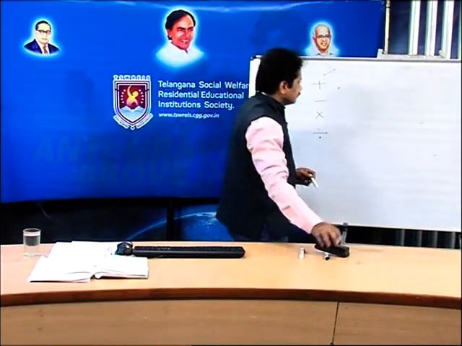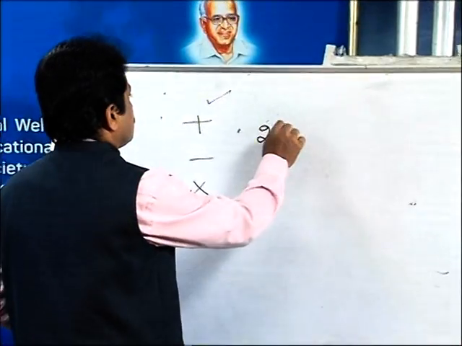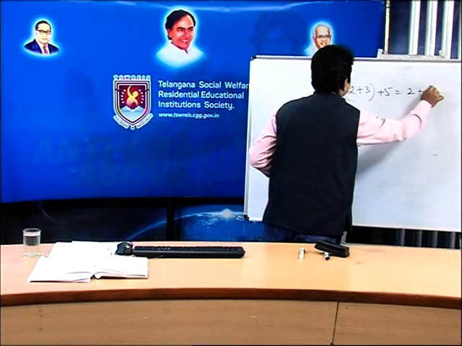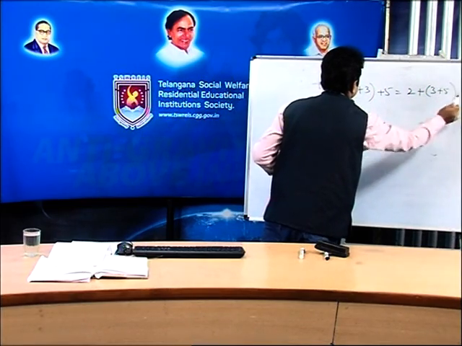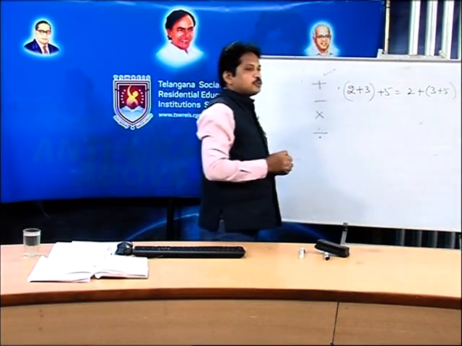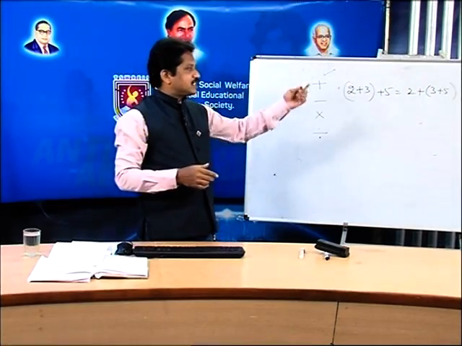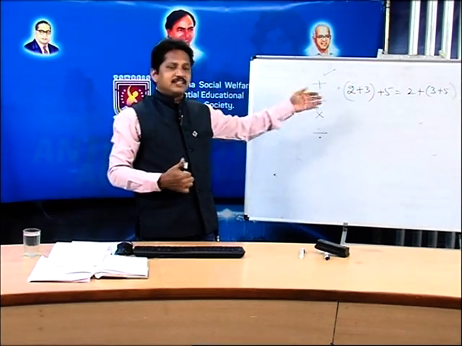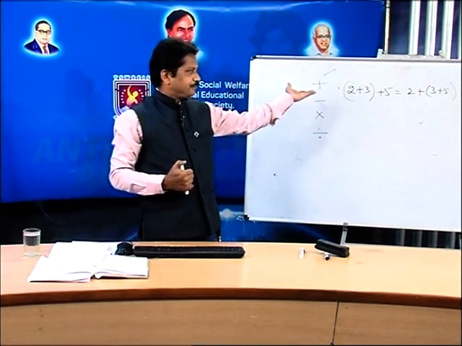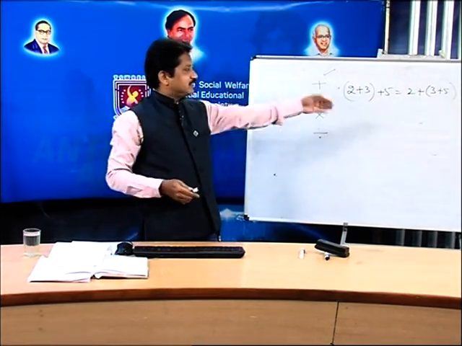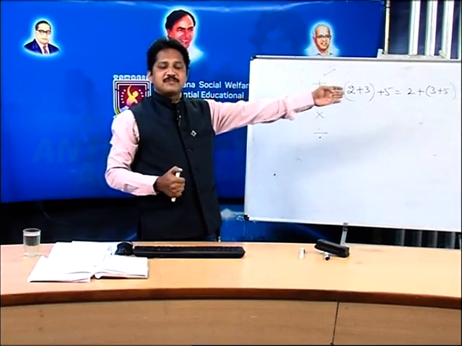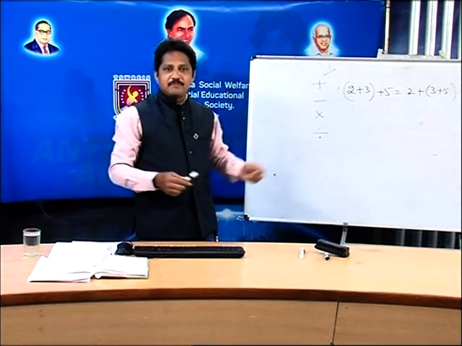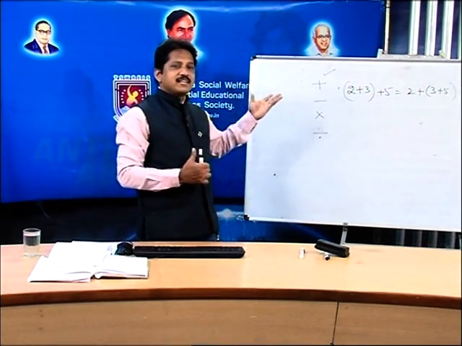Okay. Now I am coming to the next one. 2 plus 3 plus 5 is equal to 2 plus 3 plus 5. 2 plus 3 is 5. When you add 5 to 5 it is 10. So, on the left hand side it is 10. On the right, 3 plus 5 is 8, 2 plus 8 is 10. Both are the same, correct. So, the statement is correct.